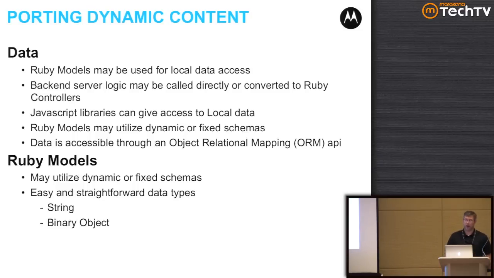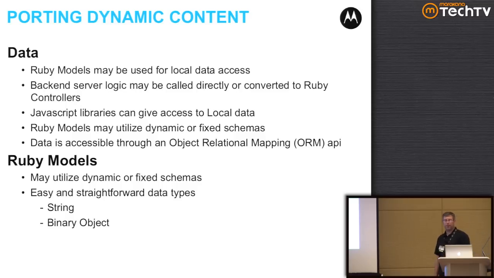Your JavaScript libraries can also give access to local data. So in other words, you don't have to use our Ruby models for your data. There are also JavaScript libraries which give you access to the SQLite database and row elements. I would suggest using the Ruby models because they're very straightforward and so easy to use and really seamlessly integrate with the rest of the platform. But again, I don't want you to think that you have to use them. If you wanted to use some other JavaScript framework that gives you access to the local data, you can do that.